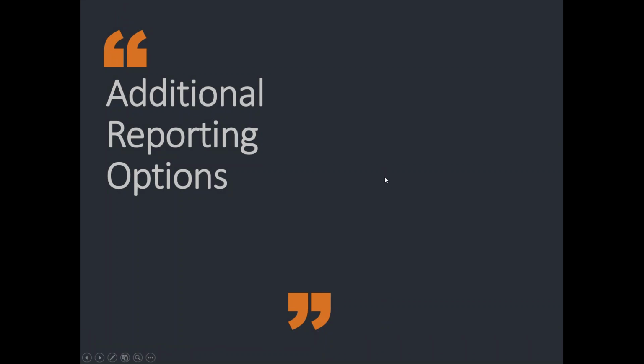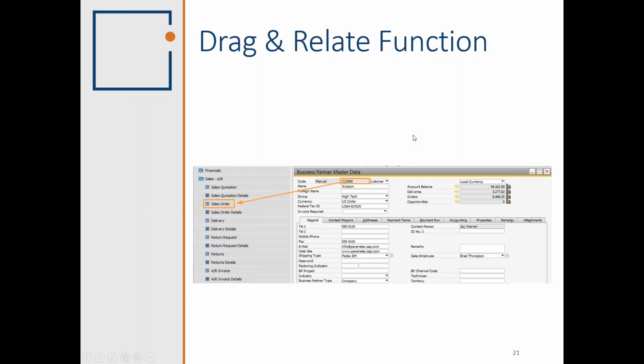So additional report options, I don't think we have the time, nor do we plan to cover them today. But just so you know the additional reporting options, there are three that we wanted to mention. One of them is the drag and relate function, which allows you, from the business partner or on the transaction, to drag and drop it into the relevant area. So for example, you're in a business partner and you want to see all the sales orders and all the sales invoices, you can just drag and drop it and that will show you all the invoices. Okay?